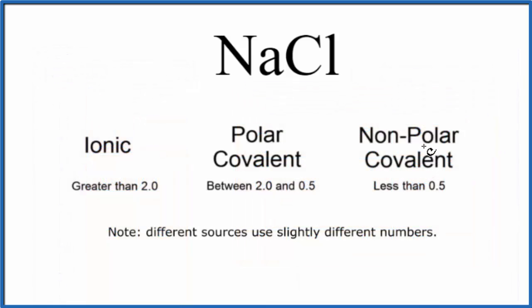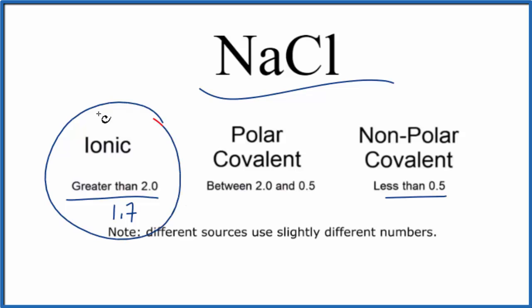We can think of bond type as kind of on a continuum, where if it's greater than 2.0, we call it ionic. If it's less, it's 0.5. And then in between, we have polar covalent. Different sources will have slightly different numbers. Often you'll see this as 1.7. The point is, NaCl, it's greater than 2.0, so it's not polar covalent or nonpolar covalent. It's considered an ionic compound. In a way, you can think of that as beyond polar covalent.